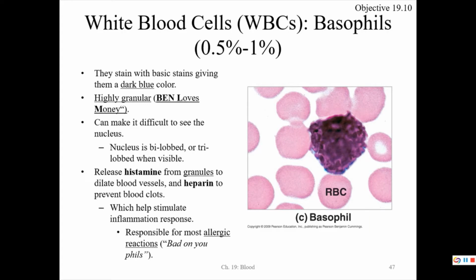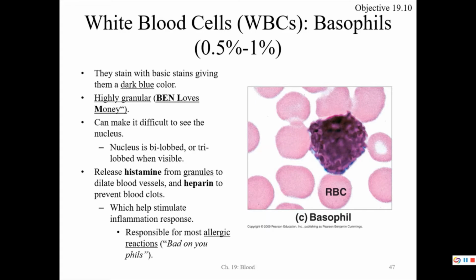Now, basophils, on the other hand, these guys are very basic. They're going to take on the dark stain, so they're basic lovers. They take on hematoxylin at a high level, so they take on basic stains.